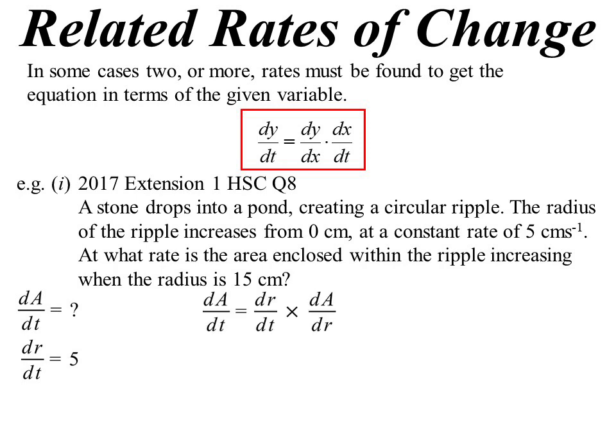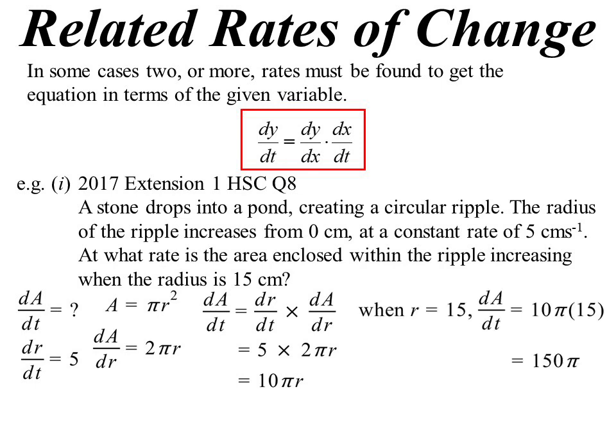So if I could come up with a relationship between A and r, then we could work out dA/dr and we'll be okay. Well, of course, we do have a formula that links area and radius together. And if I differentiate pi r squared, we get 2 pi r. So subbing all that in, we now have a formula for dA/dt in terms of the radius, 10 pi r. Our question was when the radius is 15. So when r is 15, we end up with 150 pi.